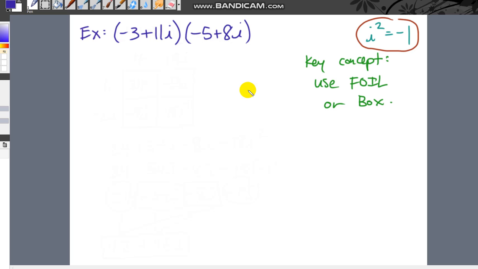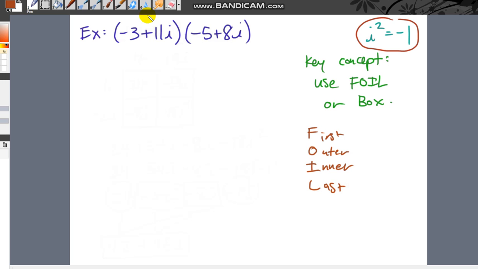Hello. All right, another problem. Okay, so let's say I give you something like this now. -3 plus 11i times -5 plus 8i. Okay, so let's say instead of box, like I showed you last time, let's say we use FOIL. Okay, so if you guys remember FOIL, FOIL means first, outer, inner, last.